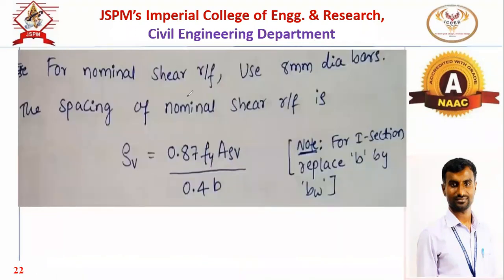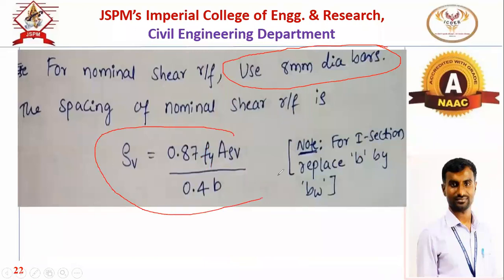For nominal shear reinforcement, we have to use 8 mm diameter bars, and the spacing of that nominal shear reinforcement is given by this particular formula, which is the same as you have studied in SD2. The spacing will be 0.85 Fy into the area of the shear reinforcement divided by 0.4 B.